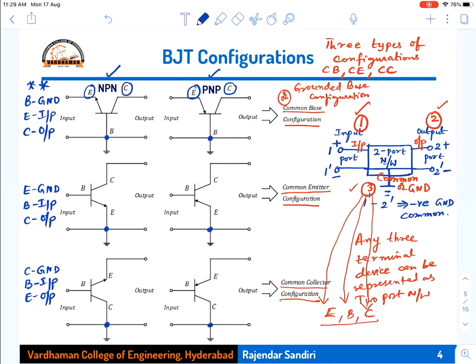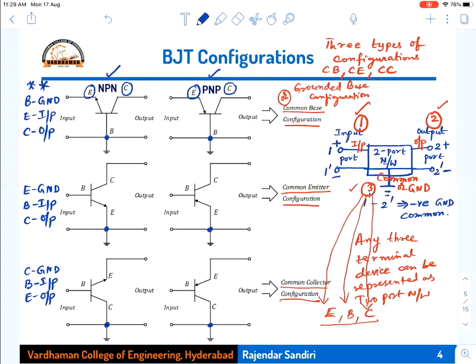These three terminals, one terminal can be made common at a time. Therefore, we get three configurations: common base configuration, common emitter configuration, common collector configuration. If the name itself is telling us common base means base is ground, then you have to choose the remaining two as one input, one output.